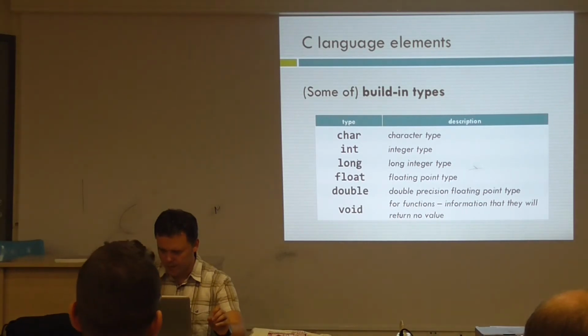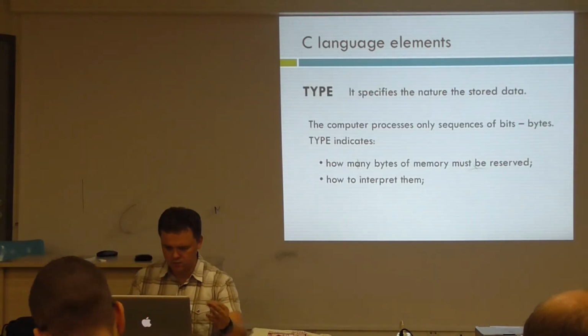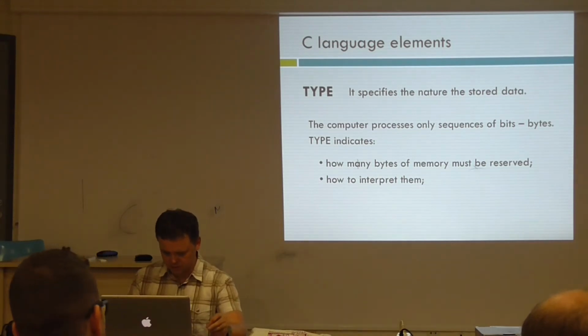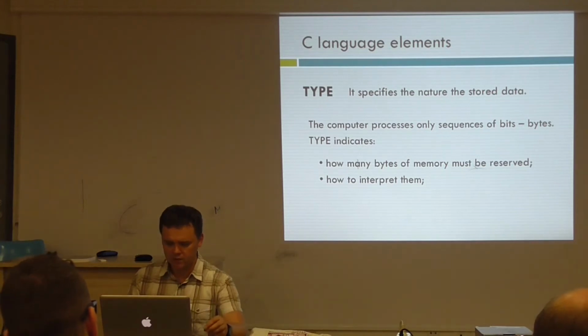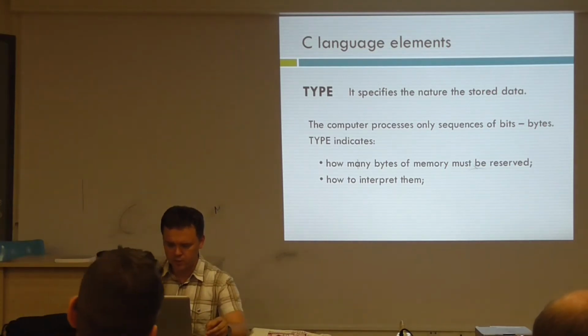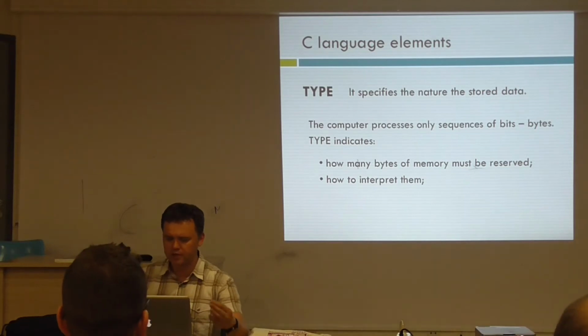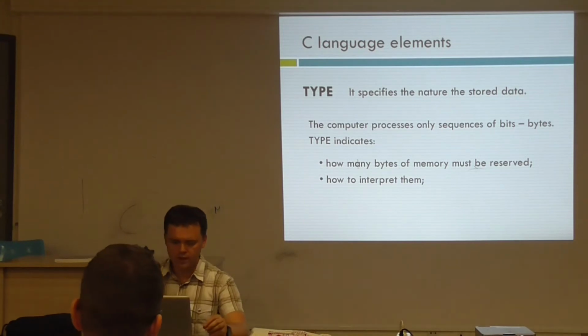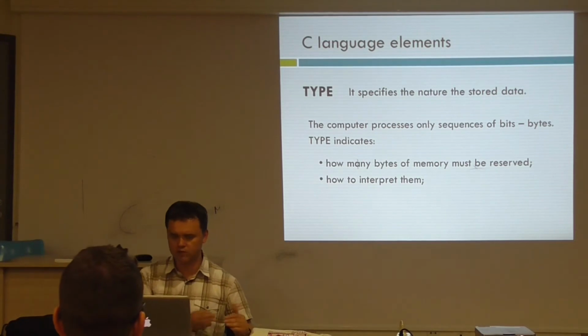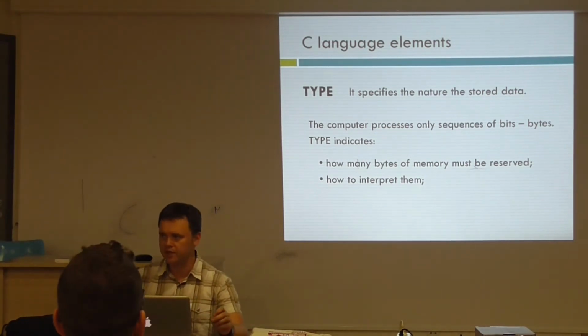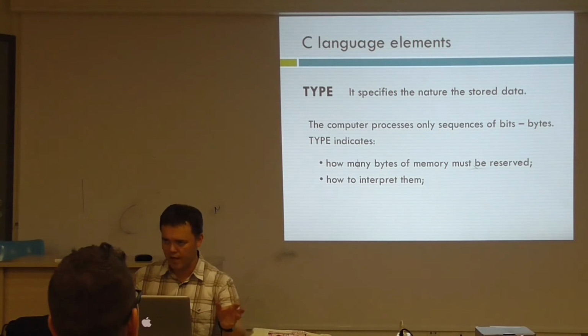Next, what is type? Type specifies the nature of stored data. So the most important thing is to know how many bytes of memory must be reserved for some variable, and how to interpret this part of data. Okay? Because in many cases, float and integer have the same number of bytes, but the structure is completely different.